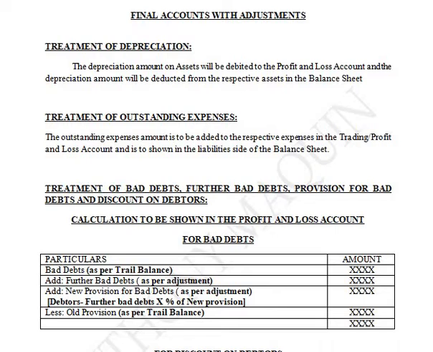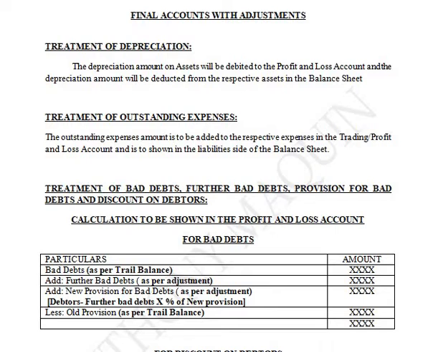Third one is the treatment of bad debts, further bad debts, provision for bad debts, and discount on debtors. So here I've shown the calculation to be shown in the profit and loss account. First of all, you have to take the bad debts, and this bad debts is as per trial balance. Then you have to add the further bad debts, and this information you will get from the adjustment. Then you have to add the new provision for bad debts, and this information also you will get from the adjustment. And how to calculate the new provision?